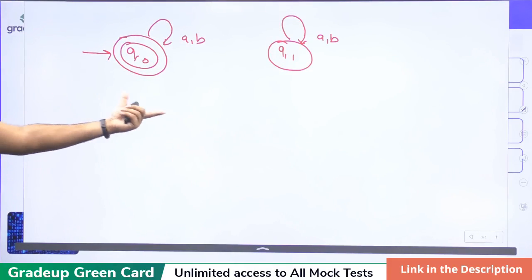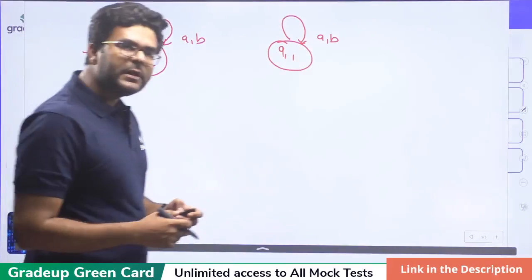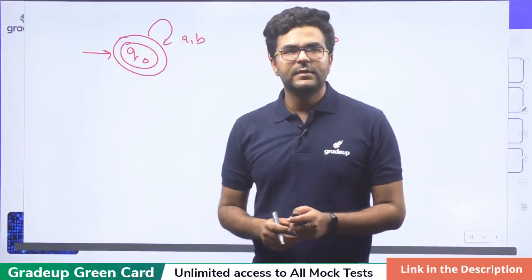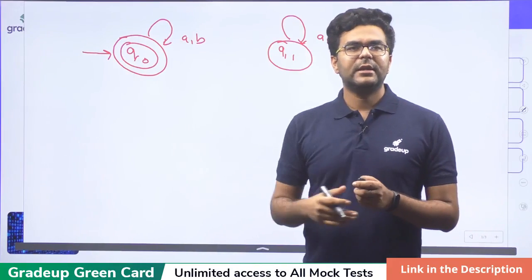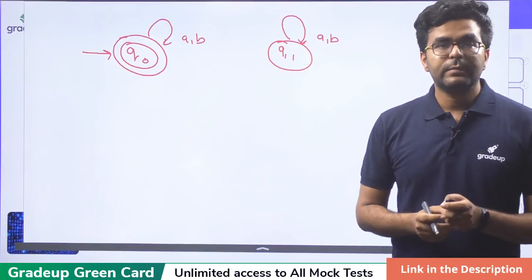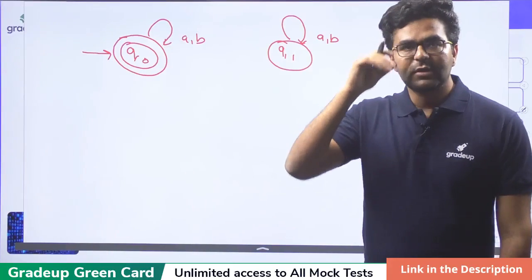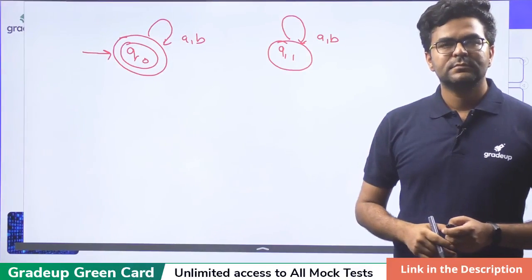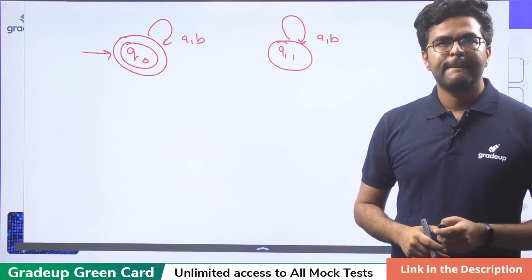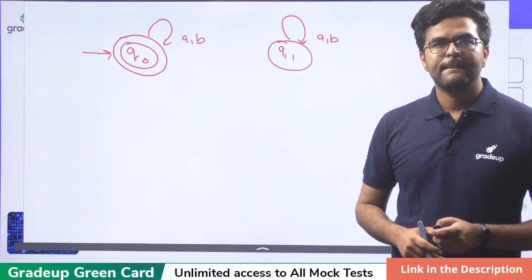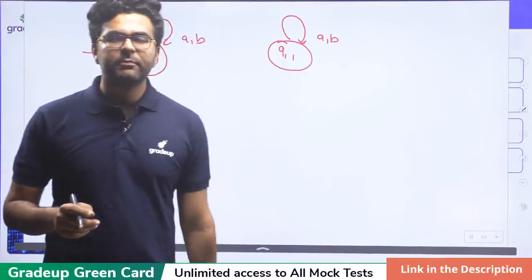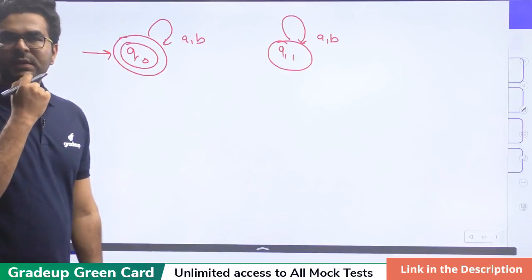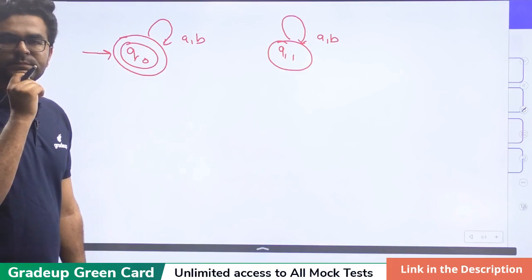So in this case, can we minimize it? Can we minimize that automata? What should be the possibility, or what should be the minimum number of states in this scenario? Can anybody tell what the minimum number of states should be in this scenario? Yes, guys, I am waiting. What should be the minimum number of states in this scenario? Abhijit says 1.